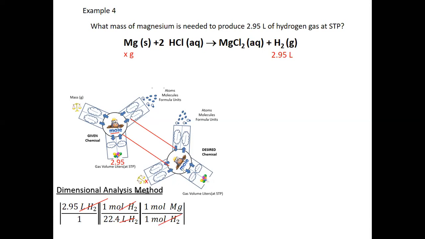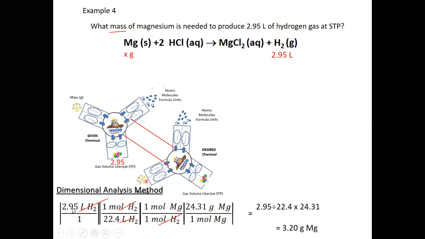And now that we know the mole amount of magnesium, we can turn that into any quantity that we're interested in. In the words, it happens to say we're interested in mass, so we're going to turn it into a gram amount. So we use the molar mass for magnesium, 24.31 grams, to do that. The mathematics would be 2.95 divided by 22.4 times 24.31 equal to 3.20 grams of magnesium. You're going to notice that the mole ratio was 1 to 1 in this case. No coefficient in front of magnesium means 1. No coefficient in front of hydrogen means 1.